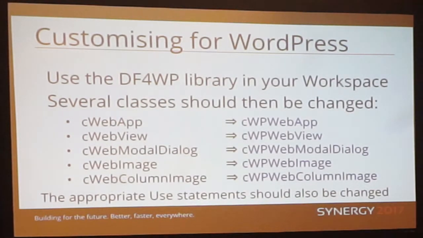If we use a DF for WP library workspace, several classes we can then change. We have to change the class of the web app to make it a CWP web app. We change each of the views to be a CWP web view. We change modal dialogues to be CWP web mobile dialogues. And images and column images are treated the same way. So we have to make the appropriate use statements, use CWP web app and so on in the appropriate files.